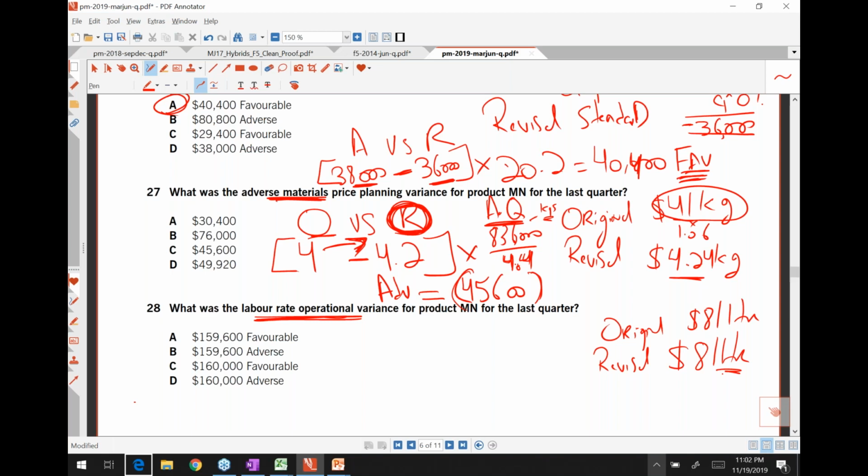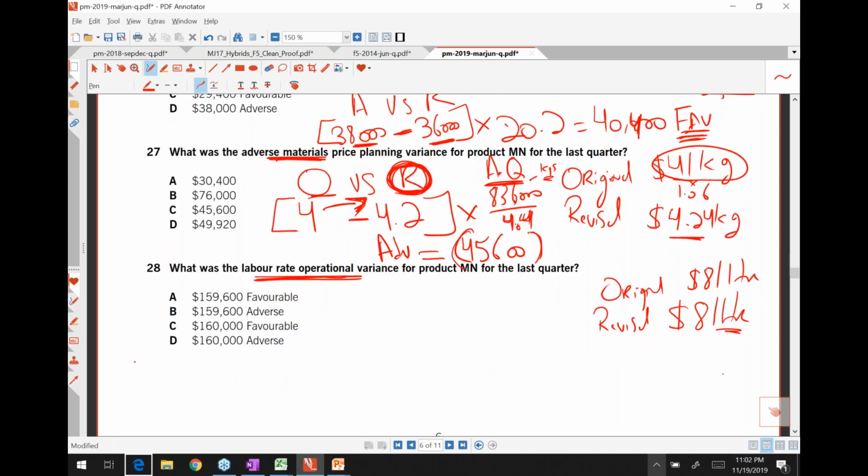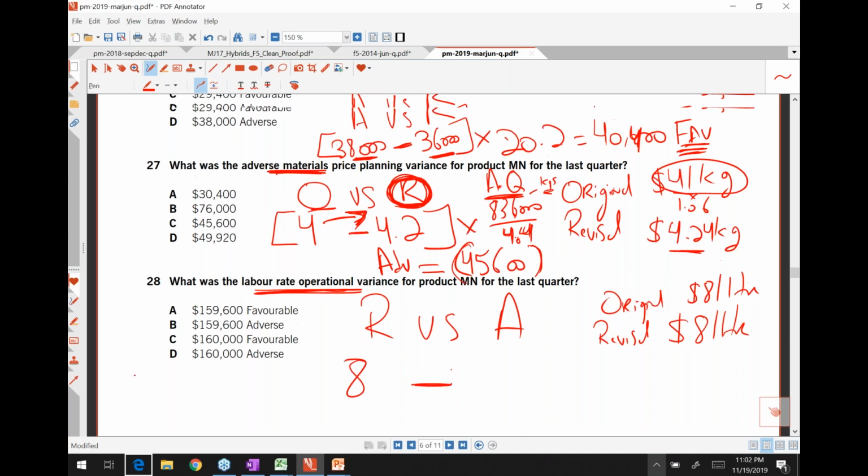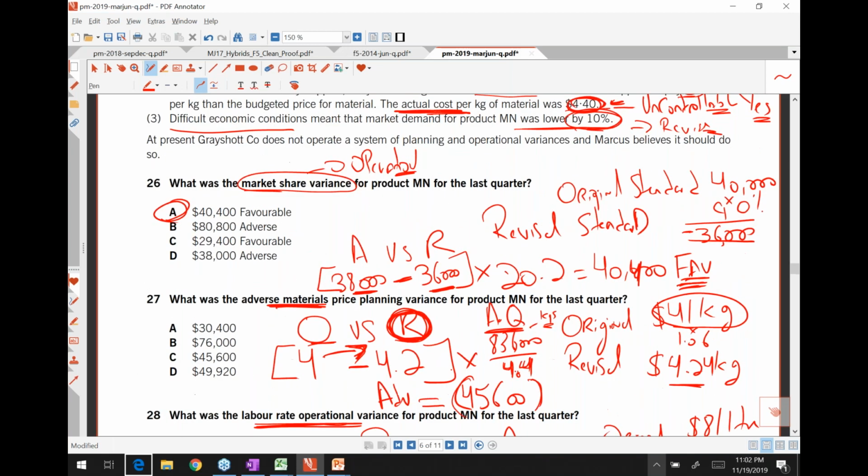Okay. No need to revise. This was because this was in his control. So what's the formula of operational labor? It's a cost. So it's R versus A. What is revised? It's 8. What is actual? Do you know the actual? Yes, we do know the actual.